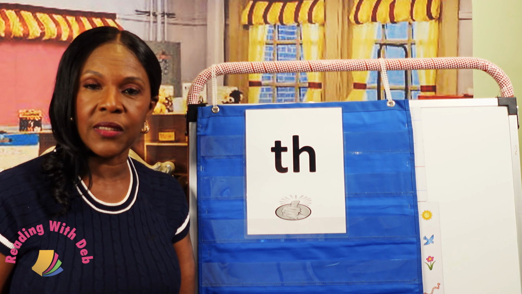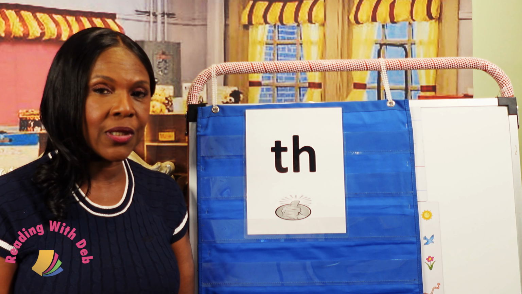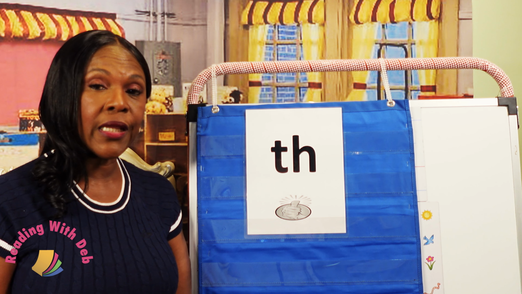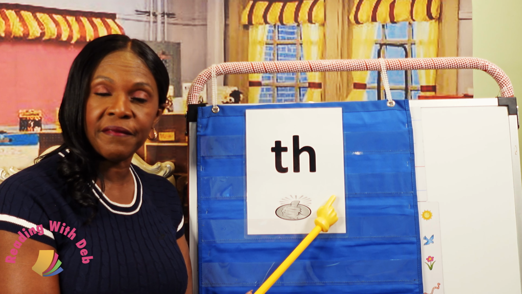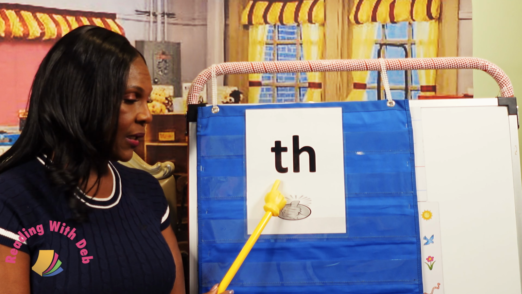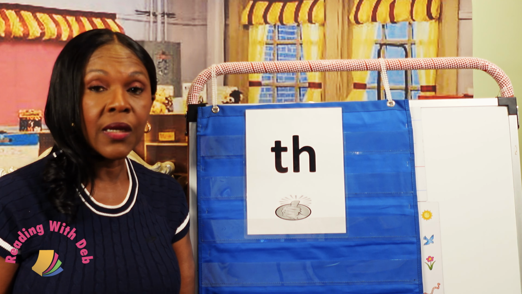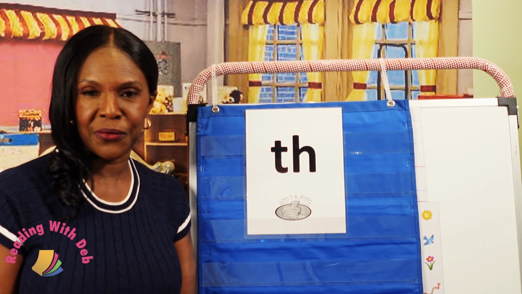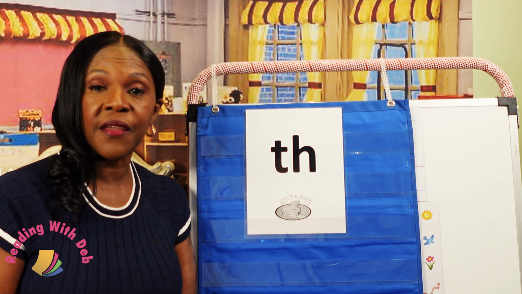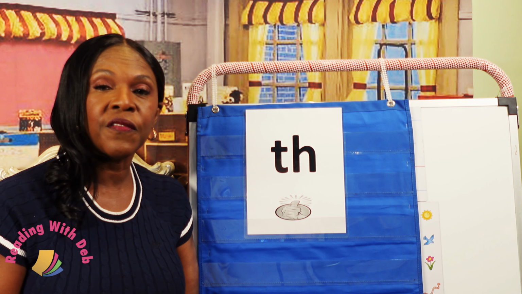We are going to add the consonant digraph TH to what we have already learned to continue building our reading, writing, and spelling skills. TH is a consonant digraph because it consists of two consonants, T and H, that work together to make a single sound. TH makes two sounds, a voiceless sound and a voiced sound. Let's practice making the voiceless sound.